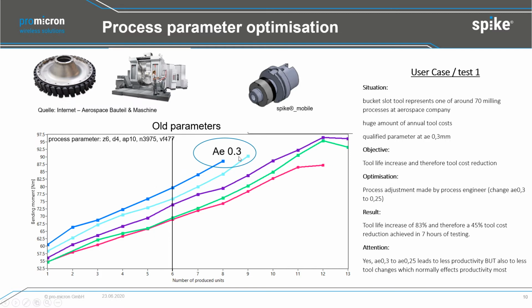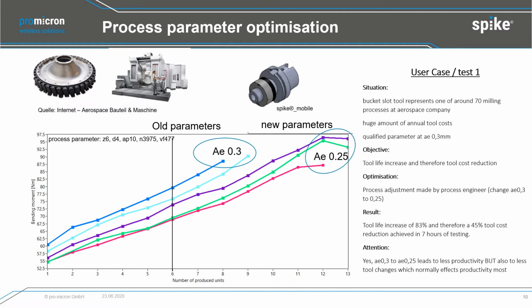So we ran a test with the tool until the end of tool lifetime. And as we can see here, by looking at the surface quality, we were able to run 8 parts with the same tool. So here we had the first benefit of Spike: seeing how much tool load we have, and knowing the tool can handle more. But now the motivation was, can we reduce the tool load? And that's why the customer changed the AE from 0.3 to 0.25.